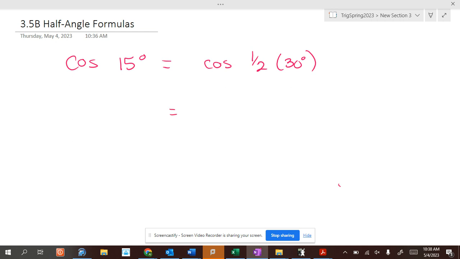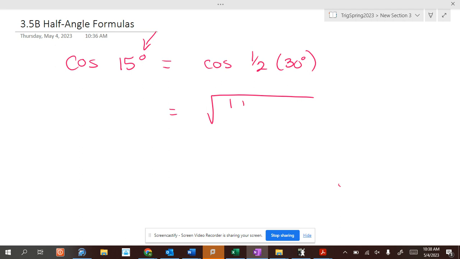So, using the formula, in what quadrant is 15 degrees? 15 degrees is in quadrant 1, so is cosine positive or negative in quadrant 1? Positive. So we're going to use the square root. You don't put the plus or minus in front of it. That's just for the formula saying it can be positive or negative depending on what quadrant we're in. But since we're in quadrant 1, it's positive, so we know that.